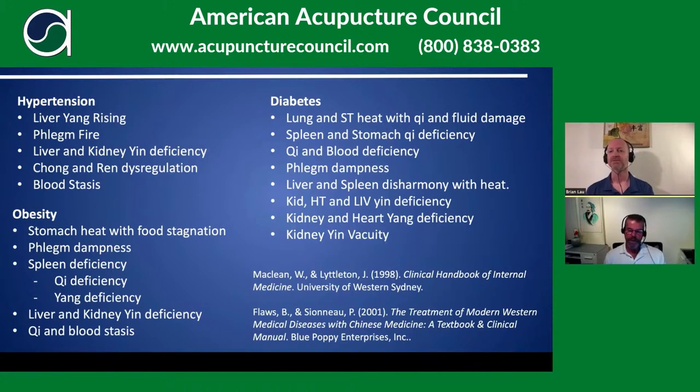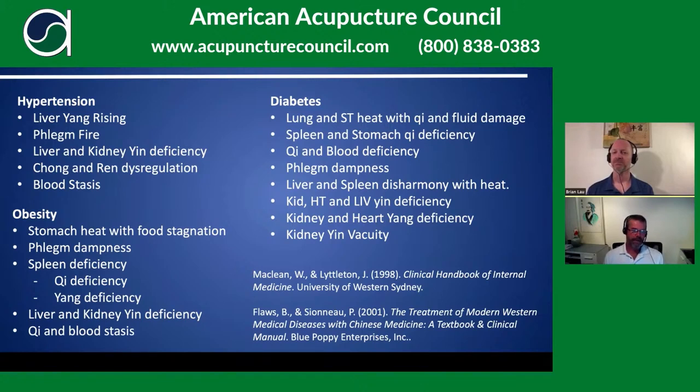So what we did is we looked at two different references, the Clinical Handbook of Internal Medicine by McLean, and also the Treatment of Modern Western Medical Diseases with Chinese Medicine by Flaws and Philippe Sionneau. We just jotted these down here. You can see in the bulleted points. Hypertension, yes, liver yang rising. You've got phlegm fire. Well, the spleen and the kidney is going to be associated with phlegm. Liver and kidney yin deficiency, absolutely, you'll see that also with hypertension. So when somebody has hypertension and flat feet, we're looking at the kidney channel there.